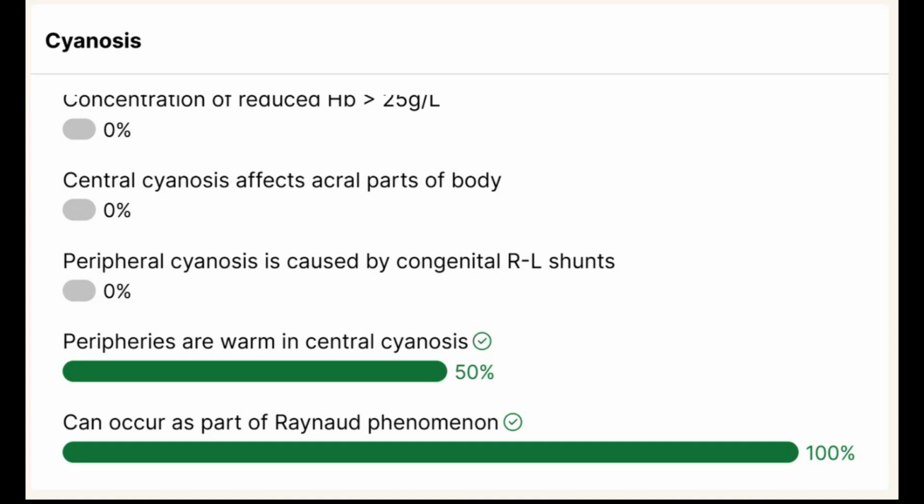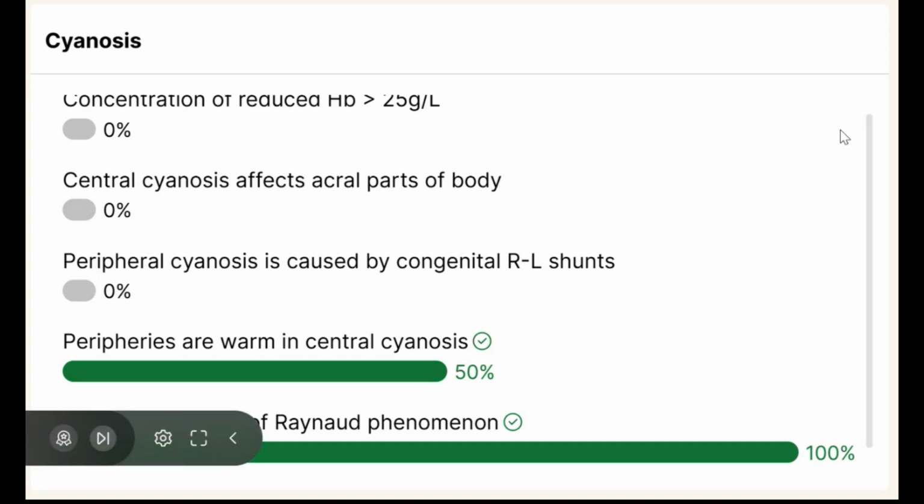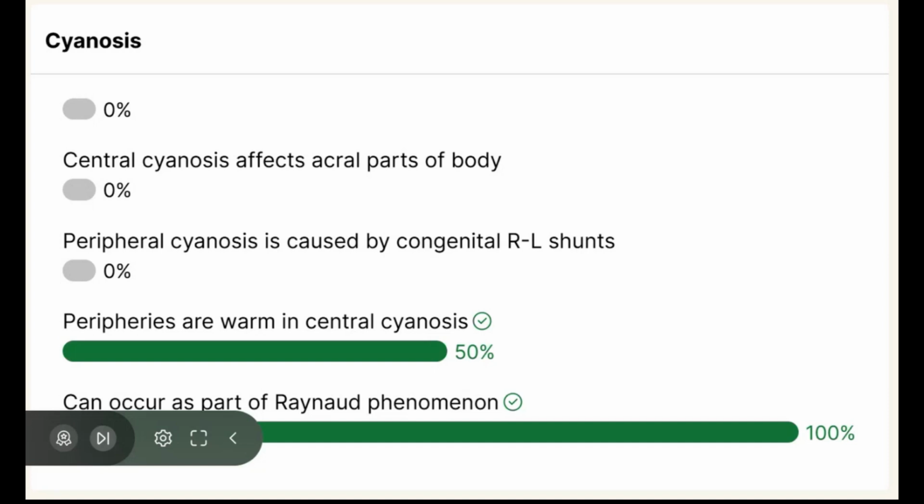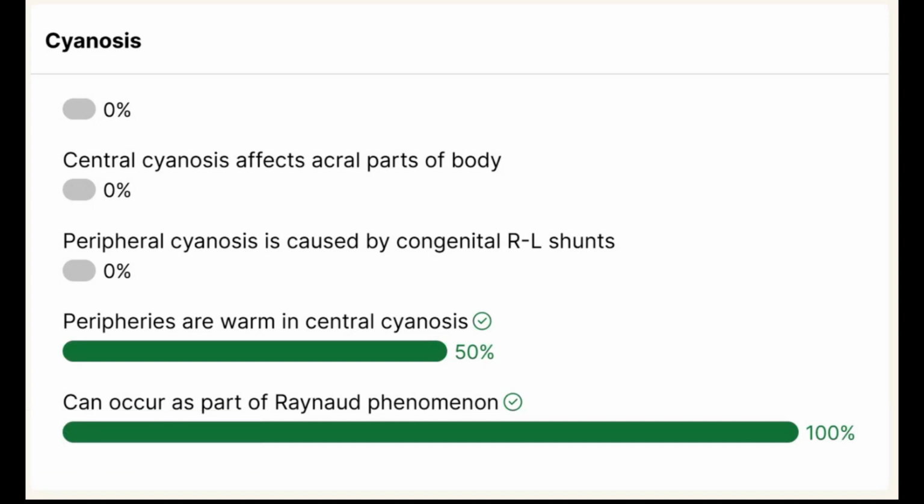Peripheries are warm in central cyanosis, and that is correct because peripheries are not in fact affected in central cyanosis. Because of that, there's proper blood flow to that area, and therefore it's warm. And cyanosis can also occur as a part of Raynaud phenomenon, where there are periods of vasoconstriction in your hand, more commonly, and it has a triphasic presentation, out of which one of the phases is cyanosis. More specifically, it causes peripheral cyanosis, not central cyanosis.